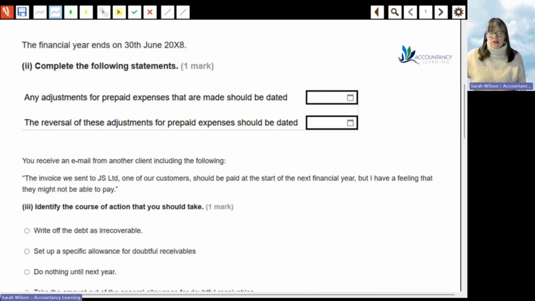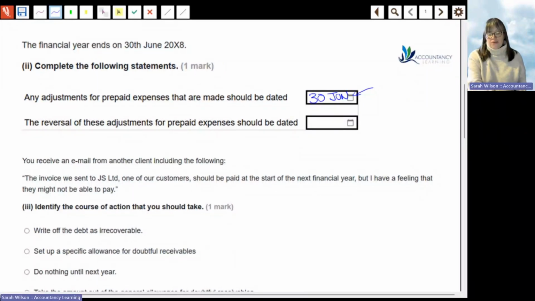The next part of this task, the financial year ends on the 30th of June 20x8, and now we've got to complete the following statements. Any adjustments for prepaid expenses that are made should be dated. So if we're doing our prepaid expenses, we're doing our final year-end adjustments, it's going to be on our year-end date. So it's going to be on the 30th of June. In the exam, you can click on this little calendar to select your date.